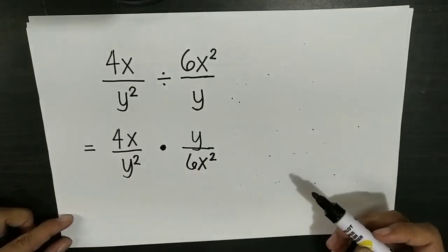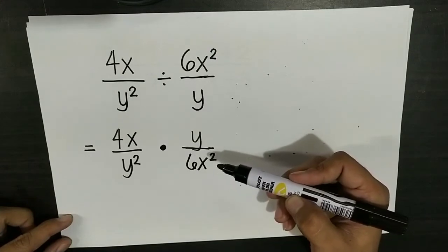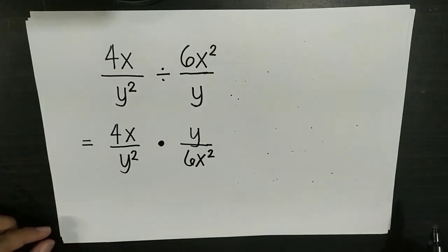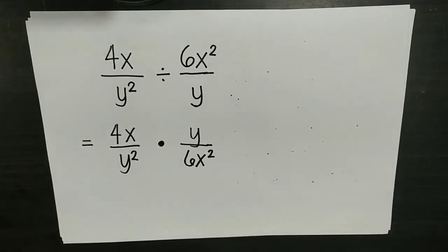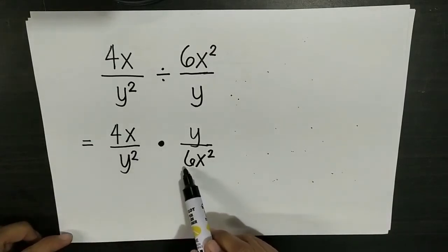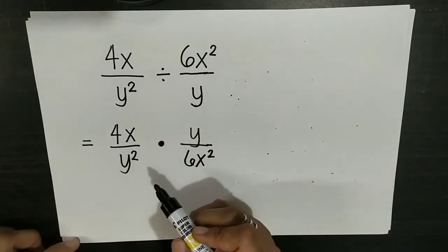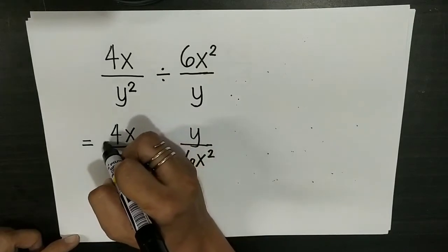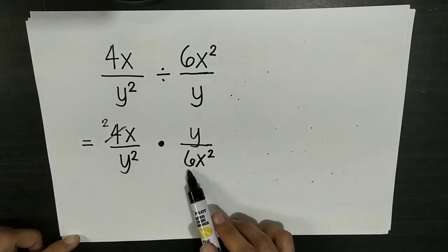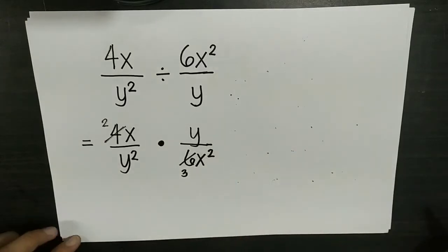It is very important that you reciprocate first the second expression before proceeding to multiplication. Okay, so with this, let's find numbers that can be reduced. We have 4 and 6, numerator versus denominator. The greatest common factor of these numbers is 2. So we will divide 4 by 2, that is 2. 6 divided by the greatest common factor, 2, is equal to 3.